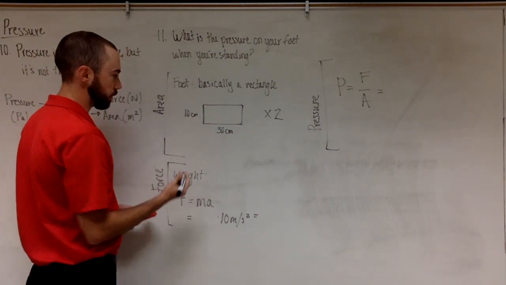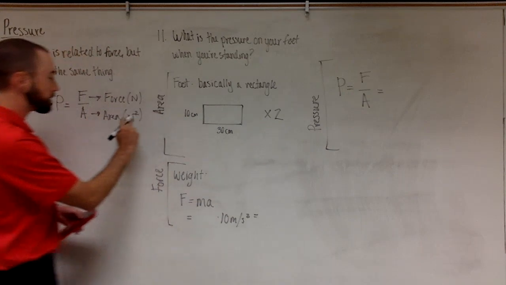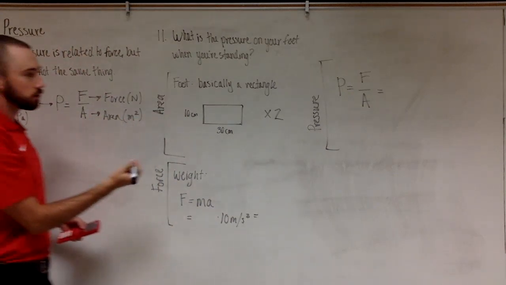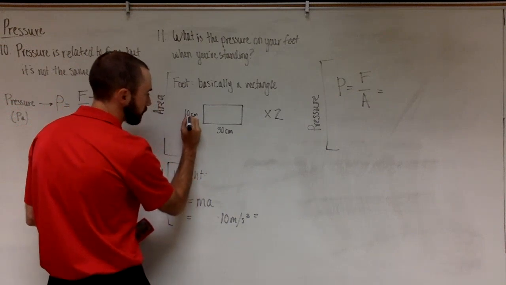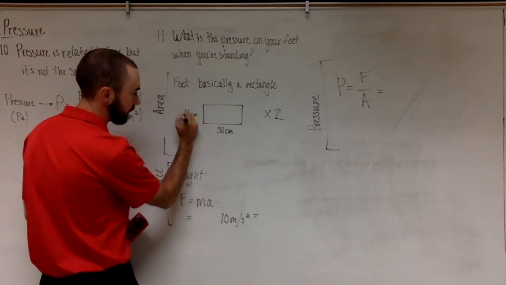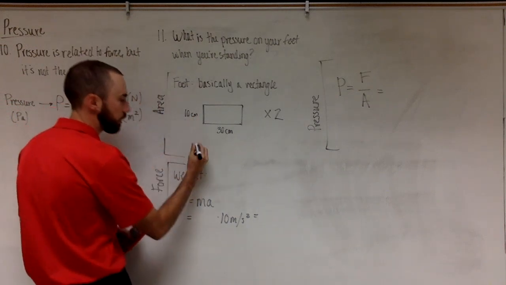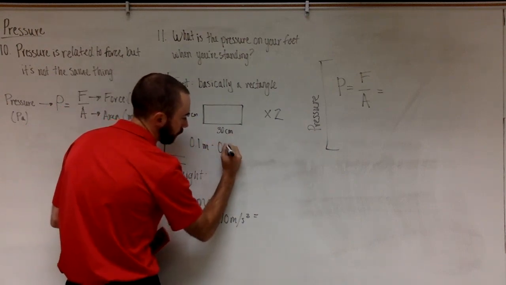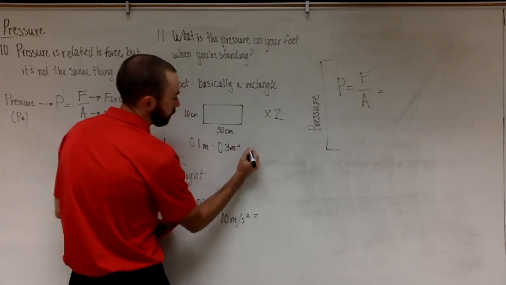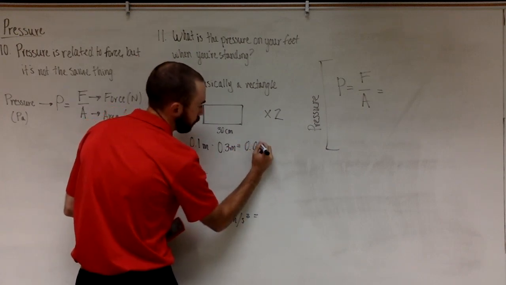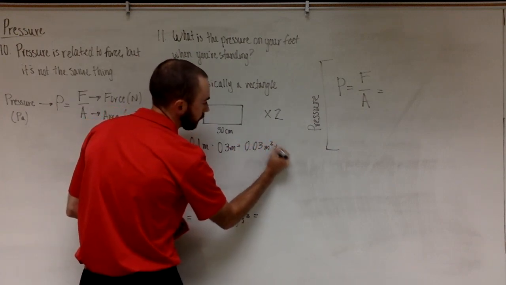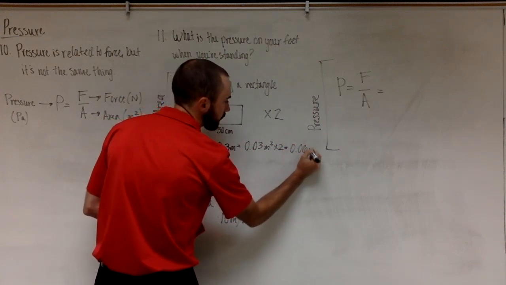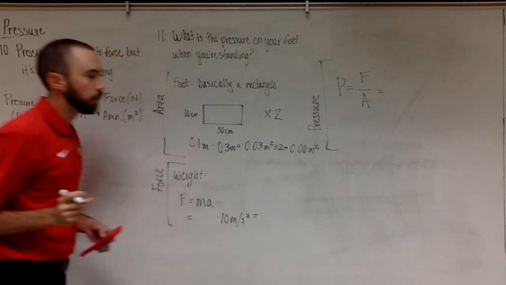Remember, area is just length times width, and I want to get my units into square meters so that I can use pascals. So what I'll do here is I'll convert. Remember, there's 100 centimeters in a meter, so I'll divide it by 100. That's moving the decimal point over twice. So I have 0.1 meters times 0.3 meters. And when I plug that in, I get 0.03 square meters. And I've got 2 feet. So that's 0.06 square meters.